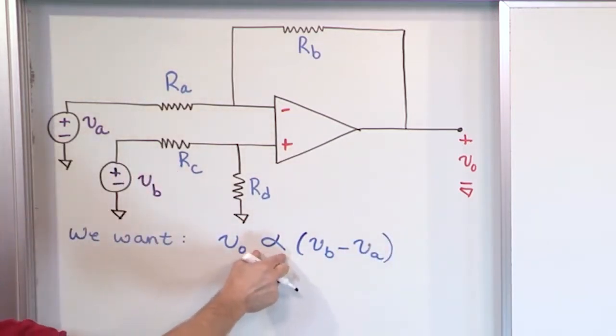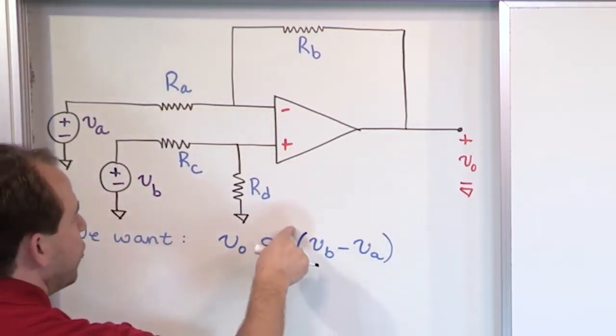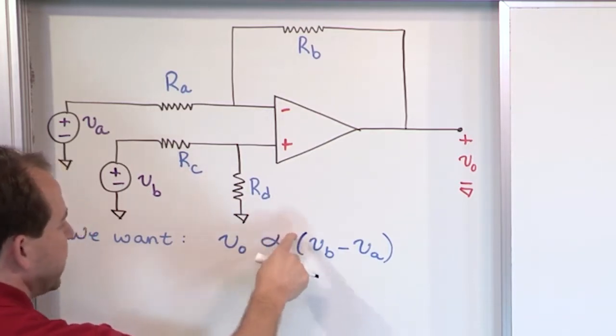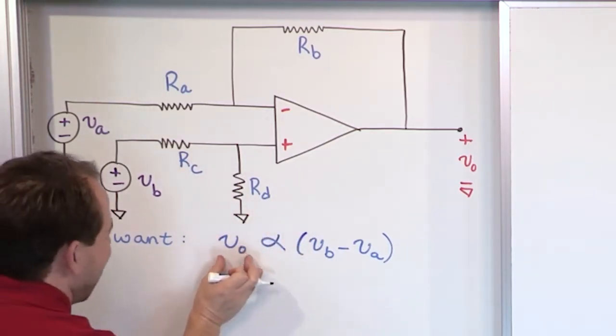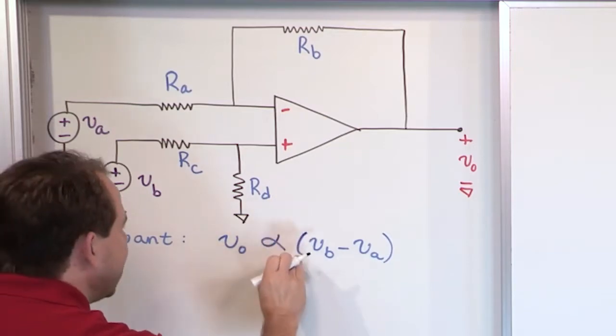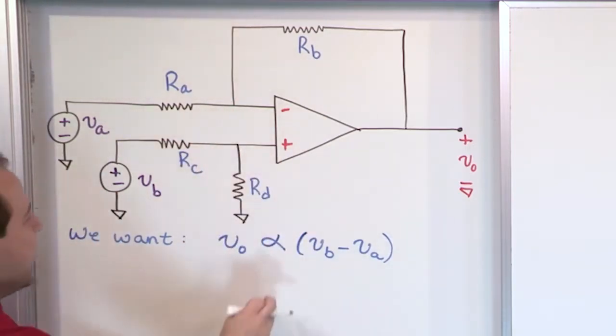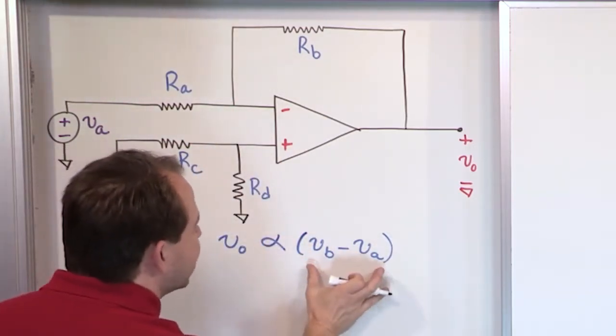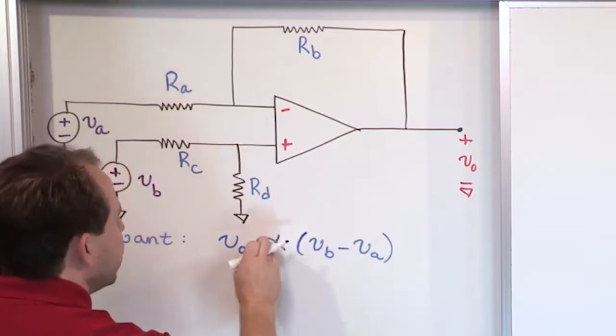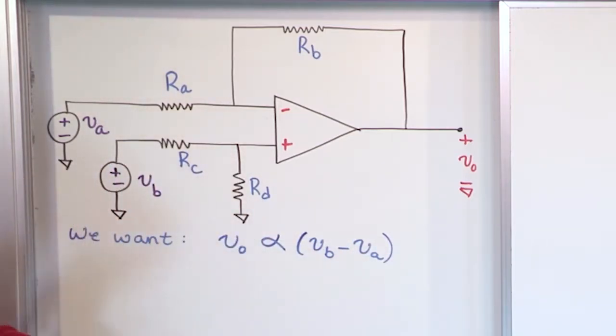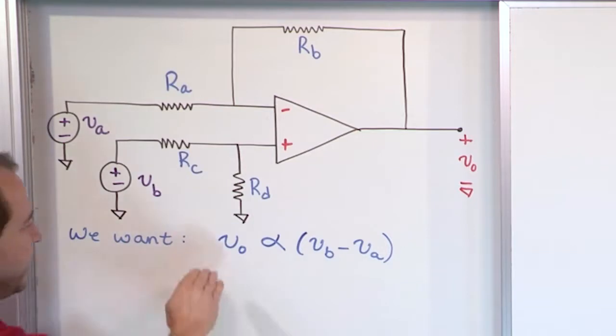This proportionality is not an equal sign because we don't know what scaling coefficient is going to be in front, but at the end of the day the output is equal to some scaling number, which is going to be the resistors, multiplied by the difference. You see the difference is here. So the proportionality means that that's going to be governed by the gain equation that we get. But this is the form of the output that we want to get.